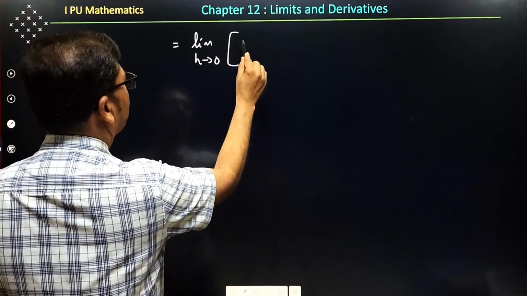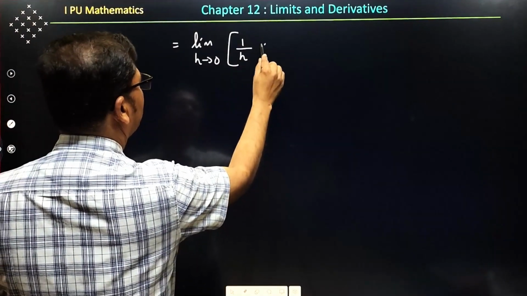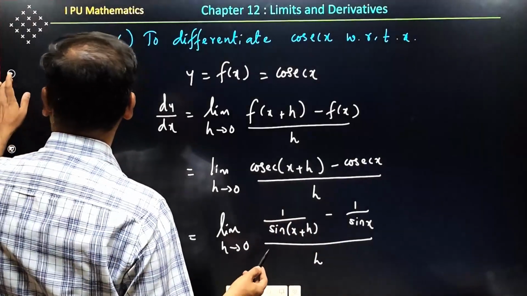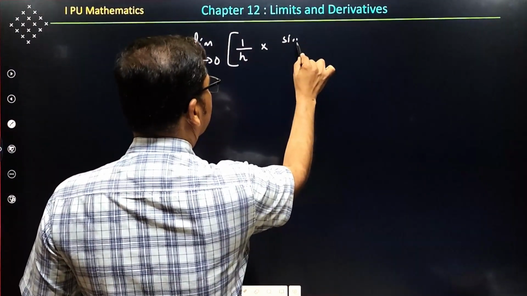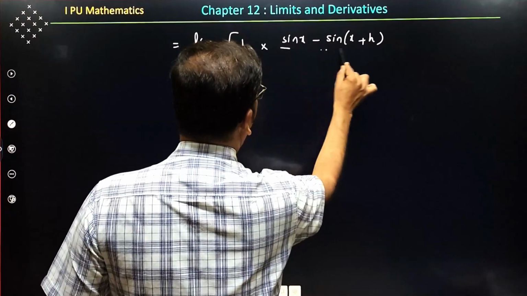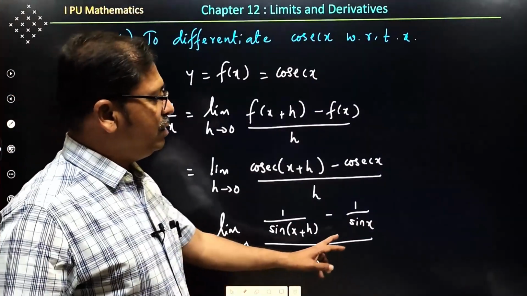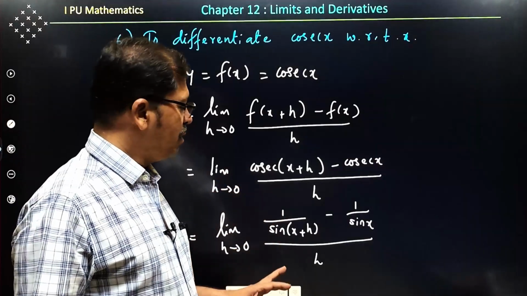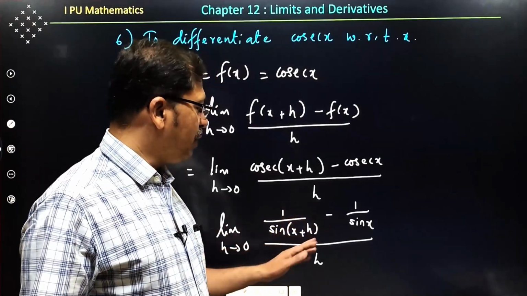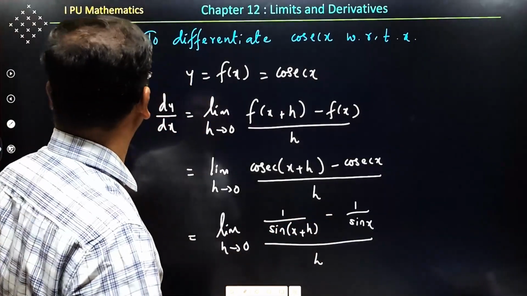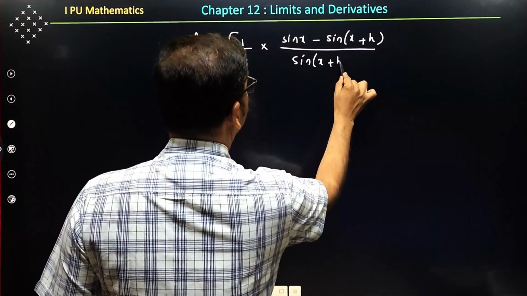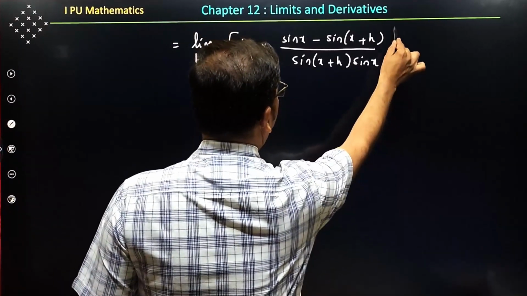Here I would like to take 1 by h outside and separate it. 1 upon h into, and then take the LCM. Sin x minus sin of x plus h, whole divided by sin of x plus h into sin x. Sin x gets multiplied by 1, minus 1 into sin of x plus h.